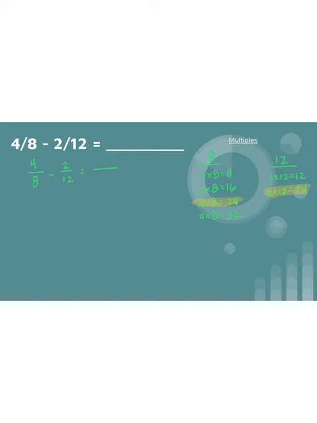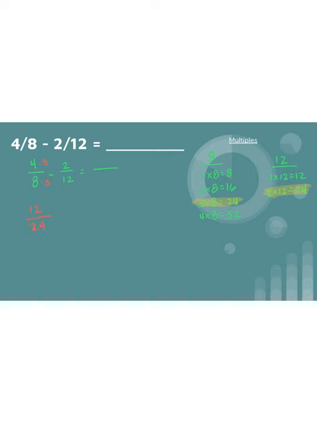Okay, so I'm going to go back. What am I multiplying my 8 by to get to that 24? Well, it was a 3. So now I'm going to multiply this by 3, and if I multiply that by 3, I have to multiply this by 3. Okay, so 4 times 3 is 12, and my new number is going to be 24.